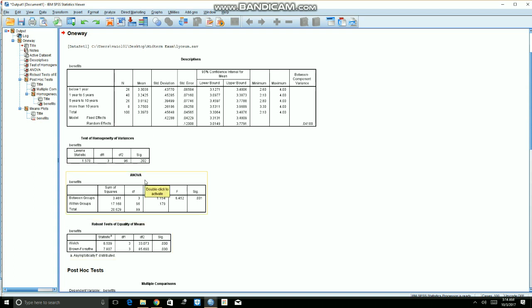Now, we will show the ANOVA. This is the data in the ANOVA test. There is a significant difference between the variables since the level of significance is 0.001, which is less than 0.05.